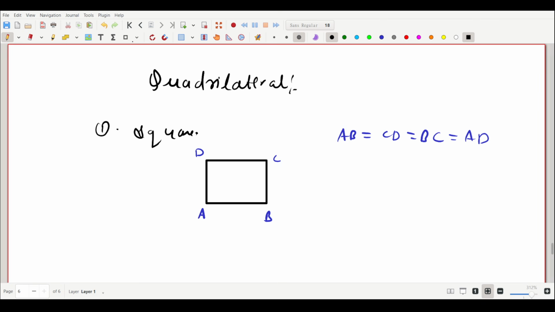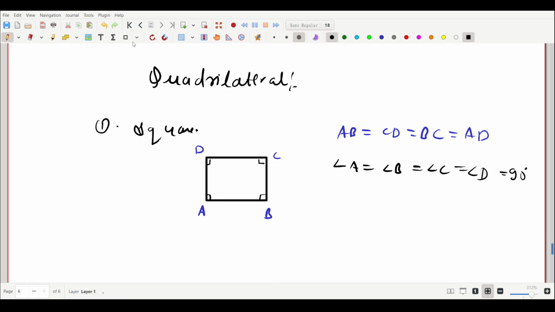Also, there is one more property of a square, that all the angles are right angles. That means all the angles are of the value 90 degrees. Angle A equal angle B equal angle C equal angle D equal 90 degrees. All four angles are equal to 90 degrees. If this is happening, then it's a square.